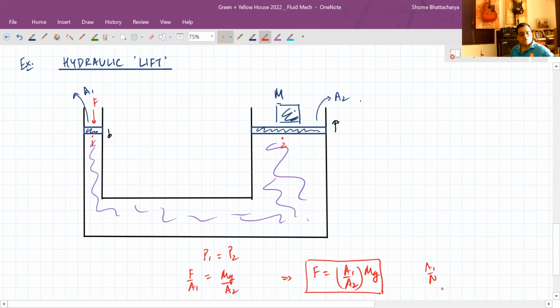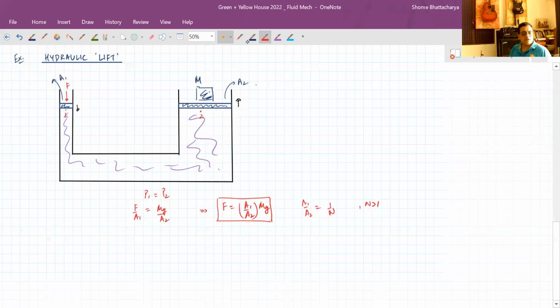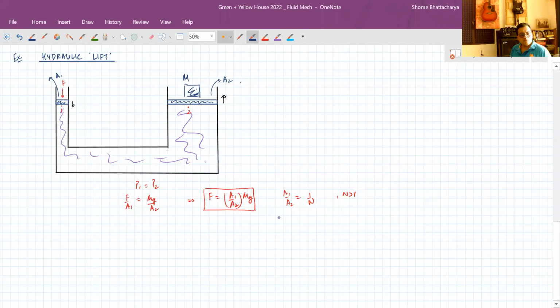Okay. So here A1 by A2 suppose it is a factor like 1 by n, where obviously n is a number greater than 1. So you can see that the amount of force required for balancing that weight on the other side is less than that weight. So this is the principle of hydraulic lift, that smaller amount of force can be used to generate a larger amount of force on the other side, or balance a huge amount of weight on the other side.